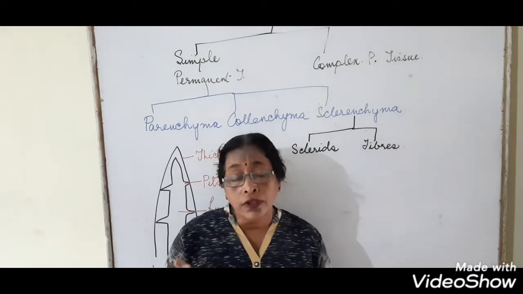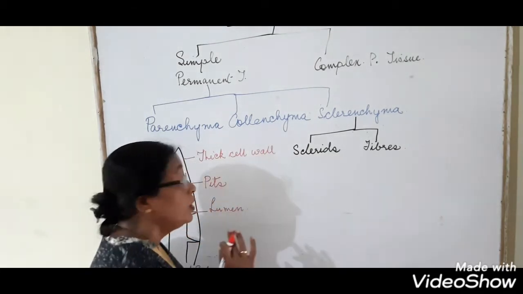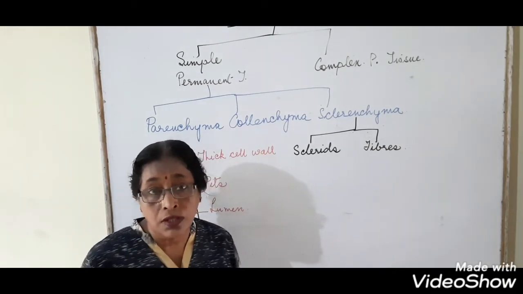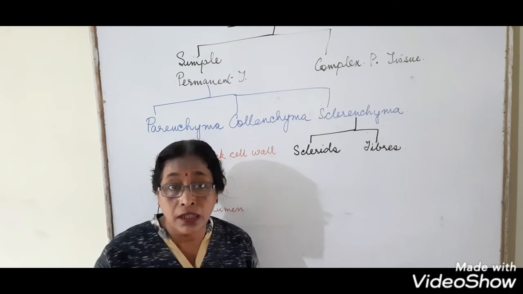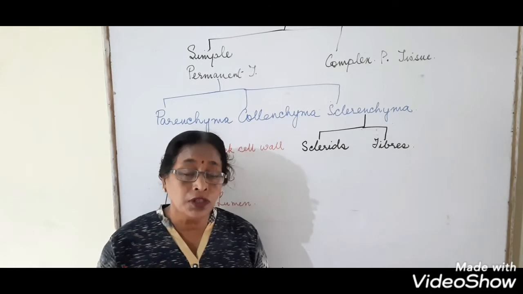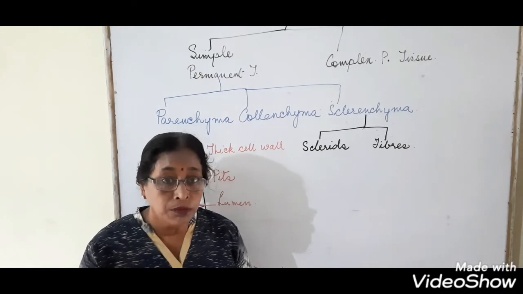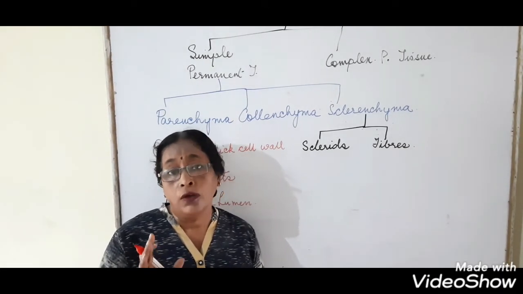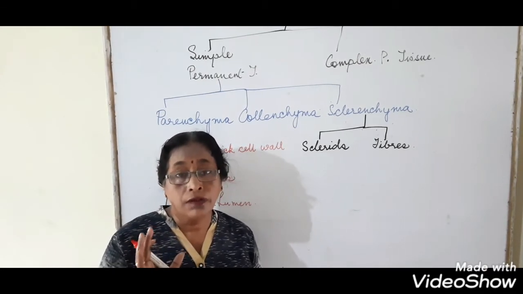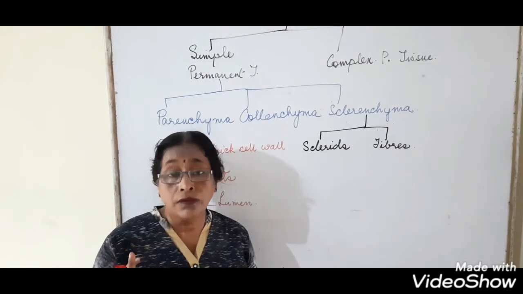Now, what is the location of these sclerenchymatous tissues? They are found in the monocot stems, that is, the outer covering of the monocot stems, and in the hard covering of the seeds and nuts. They are also found in the xylem and phloem, that is, in the vascular bundles. In the form of fibers, you can see them in the husk of the coconut.